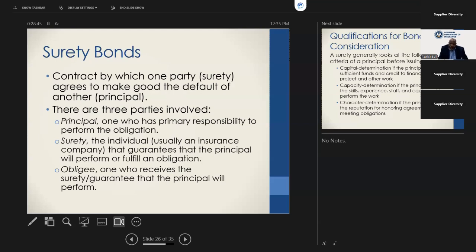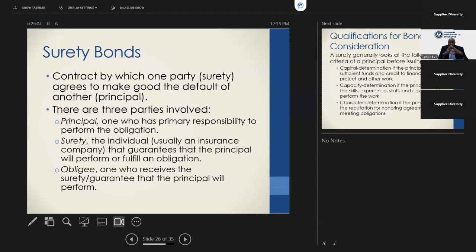All right, the surety would be an insurance company that guarantees that the principal will perform or fulfill the obligation. And then the obligee might be the city of New Orleans, who may say, hey, yeah, we'll give you this contract, but we really would like for you to be bonded. All right. And so the city of New Orleans might be the obligee, the one who receives the surety or the guarantee that the principal will perform.